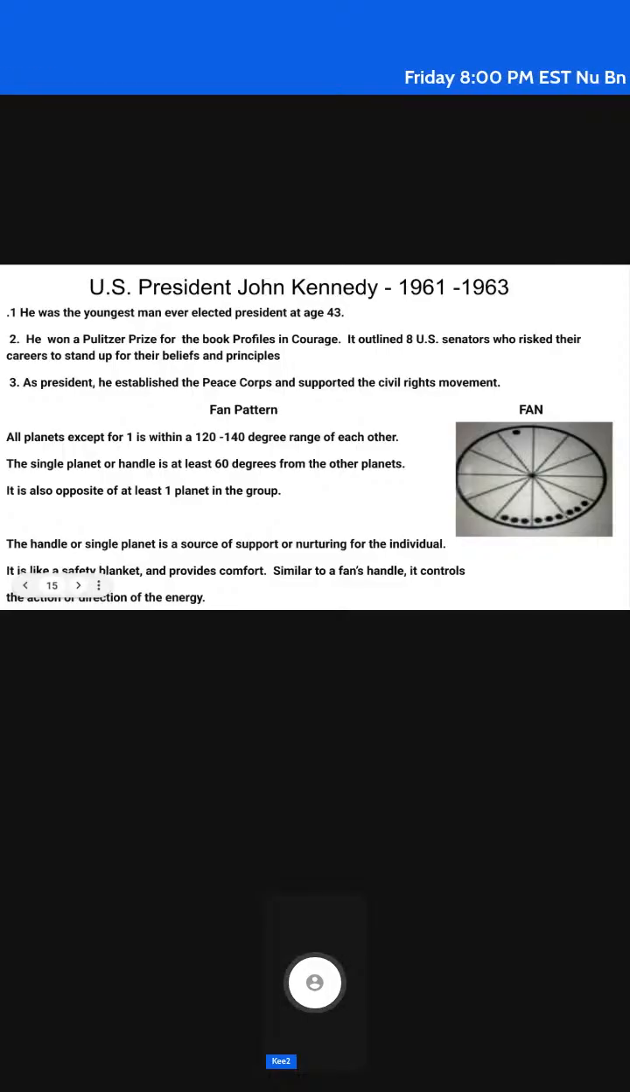The handle or single planet is a source of support or nurturing for the individual. It is likely a safety blanket and provides comfort. Similar to a fan's handle, it controls the action or direction of the energy. The fan pattern.